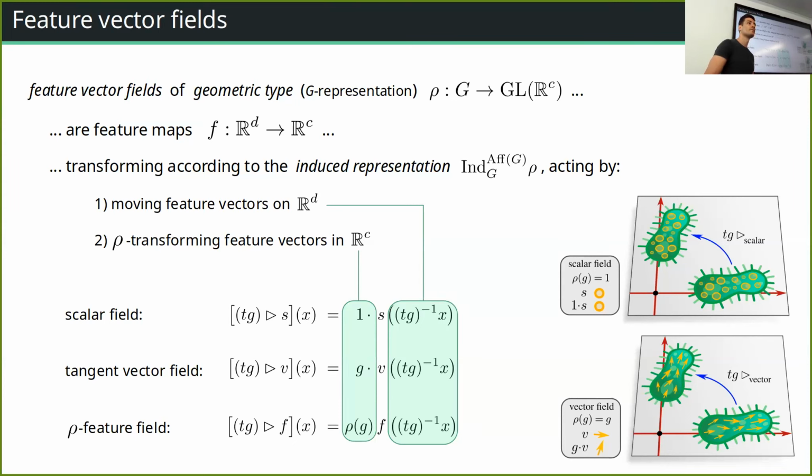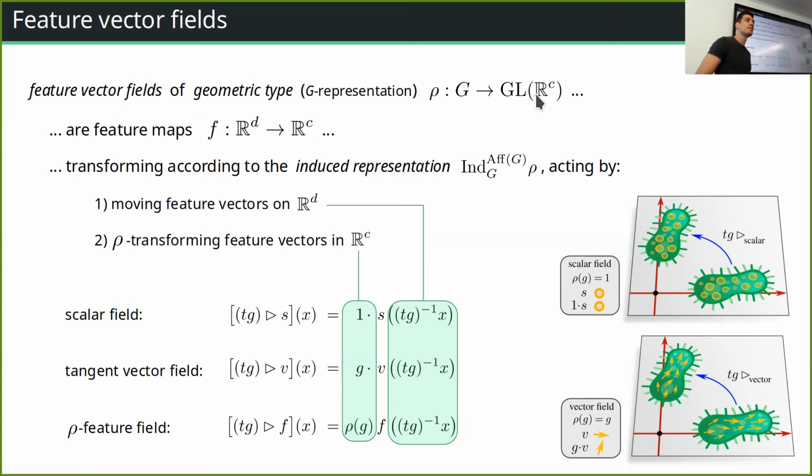So rho takes a group element, which would not be a translation, but something like a rotation, and then it outputs some matrix which tells you how to transform feature vectors. Let's say the scalar field is trivial. It always outputs a 1 since the scalar doesn't change. If you rotate a temperature field, the temperature value doesn't change. That's a trivial representation, and it would map to GL in R1, and it would just not do anything.